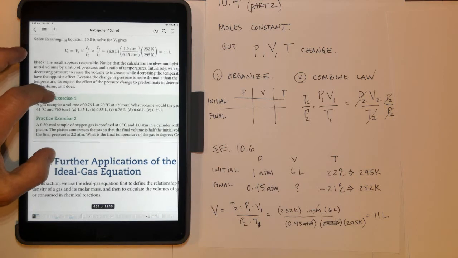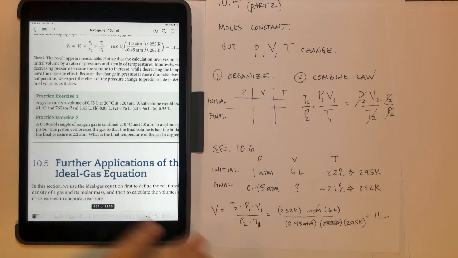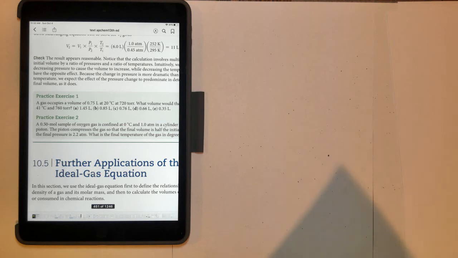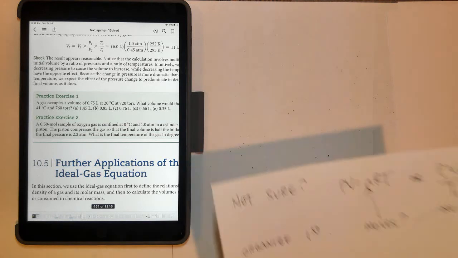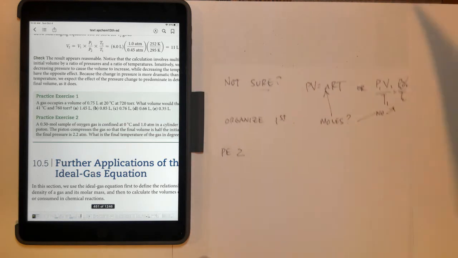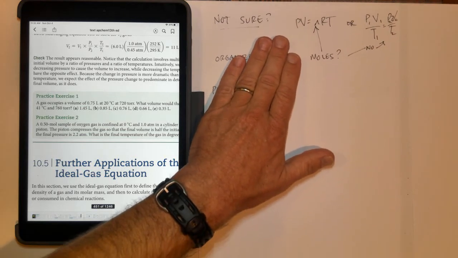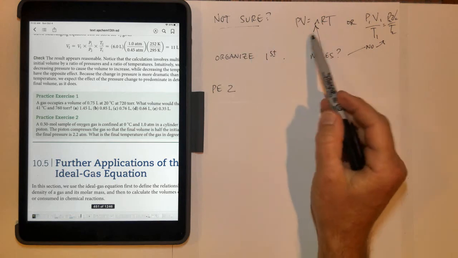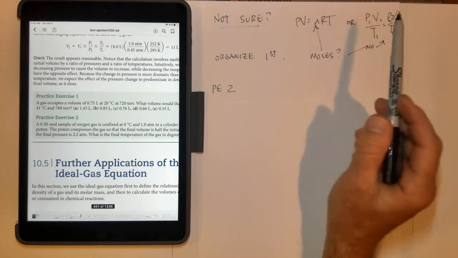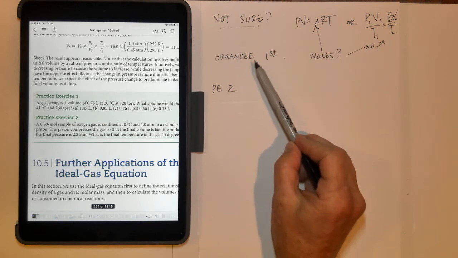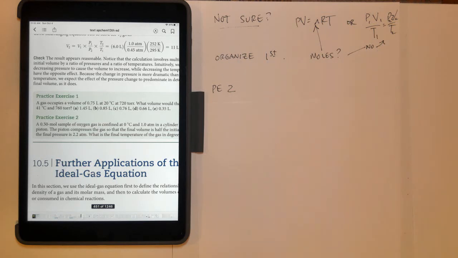Let's do one second problem right here. This is practice exercise number 2. But first, before we start it, here's a common question I get from chemistry students. I'm not sure whether it's a PV equals nRT problem, or whether it's a P1 V1 over T1 type problem. Well, step number 1 is to just organize the data they give you.